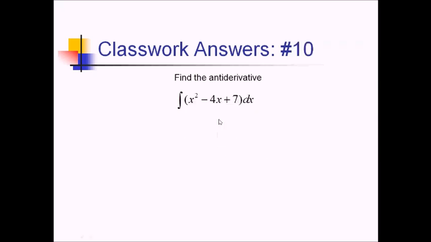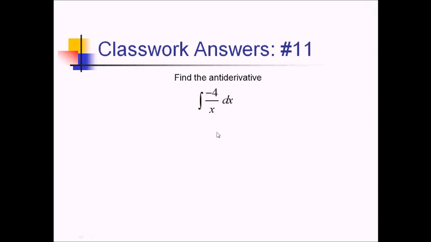For this problem, we're antidifferentiating a polynomial, so we're just going to go term by term and use our reverse power rule. For the first one, this bumps up to a 3, and we're dividing by 3, so 1/3 x to the 3rd. This one, this exponent bumps up to a 2, dividing by 2, that's going to be negative 2x squared. And then this one is just going to be plus 7x. And then we have the plus c that we don't want to forget about at the end.